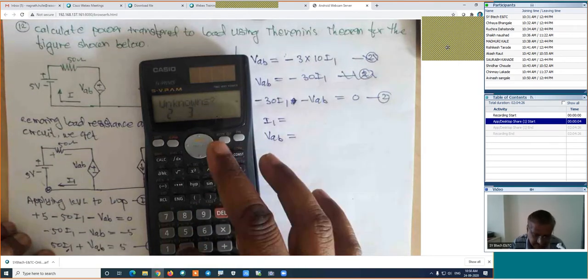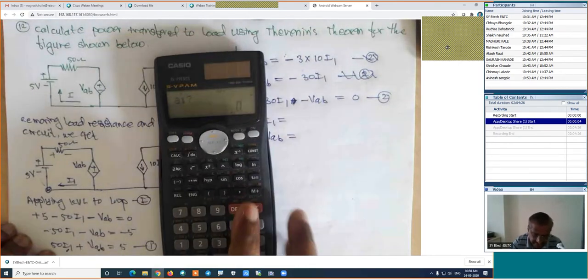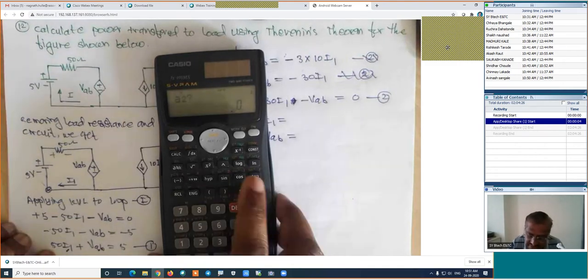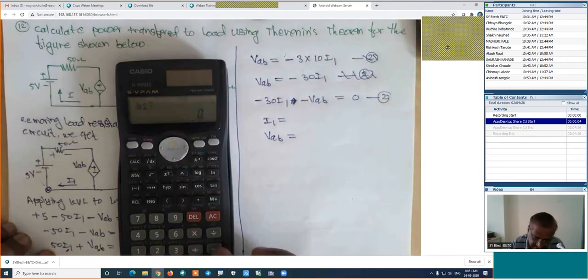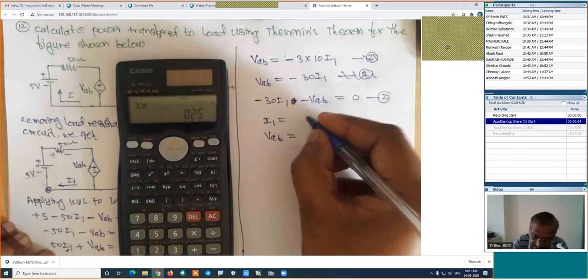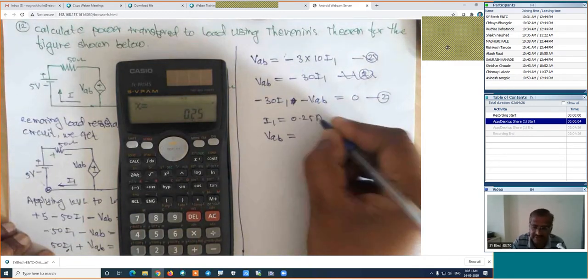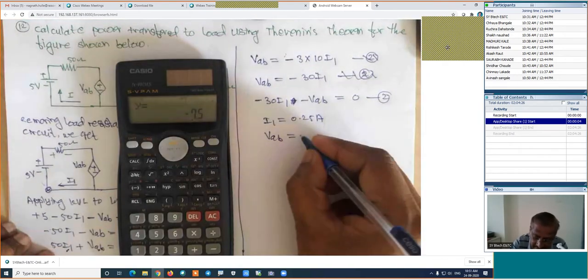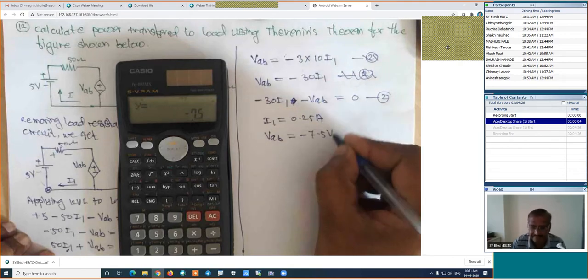We have two unknowns. How is the first equation? 50. This is 50. How much is the second value? VAB 1. How much is the constant? That is 5. Next, how much is the value of A2? I will use the same equation. It is minus 30. The next is minus 1. How much is the next value? C2 is 0. Then X is the first value. First value is I1. How much? I1 is 0.25 amperes. And how much is the next value? Its value is VAB is minus 7.5 volt.